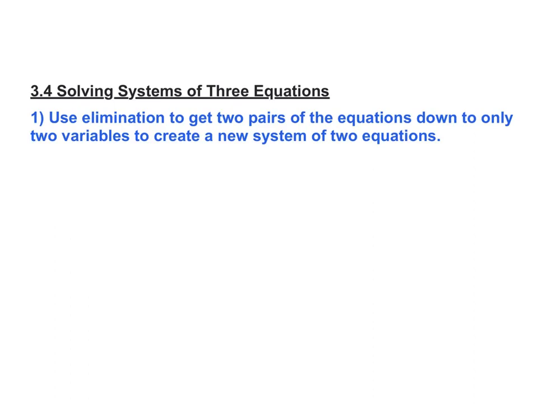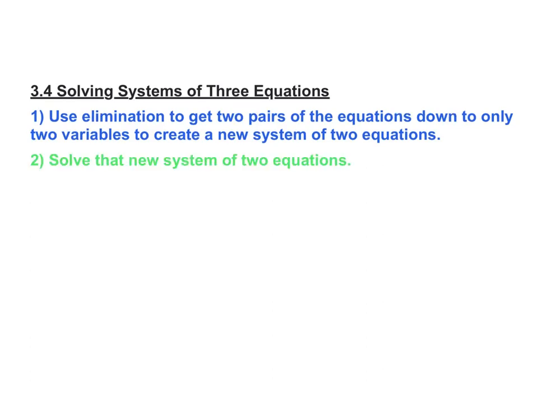So the way that we do that is we actually pair them up. And we pair them up two different ways. Okay? And so we're going to take two of the equations and get them down to two variables. And then we're going to take two other equations and we're going to get those down to the same two variables. Okay? And then we'll be able to solve that system. So it'll make more sense when you see it, but that's the general idea of what we're trying to do.